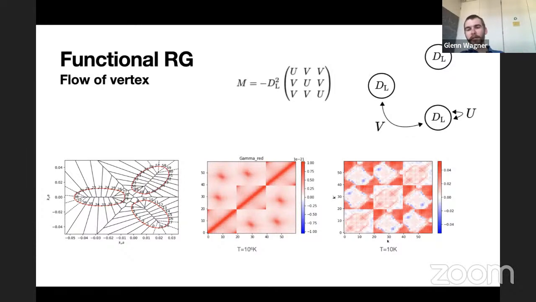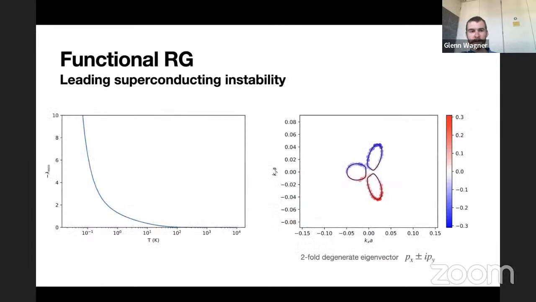Now we do our FRG procedure, we integrate out things down to 10 Kelvin, look at the 4-point vertex at 10 Kelvin, and now you can see that actually because of the screening, the elements on the diagonal, this U, are much smaller than the V, which is on the off-diagonal. So this is exactly this effect that I was talking about, that the screening is stronger for U than for V. And indeed, if we solve the gap equation at some temperature, we eventually find a superconducting instability.